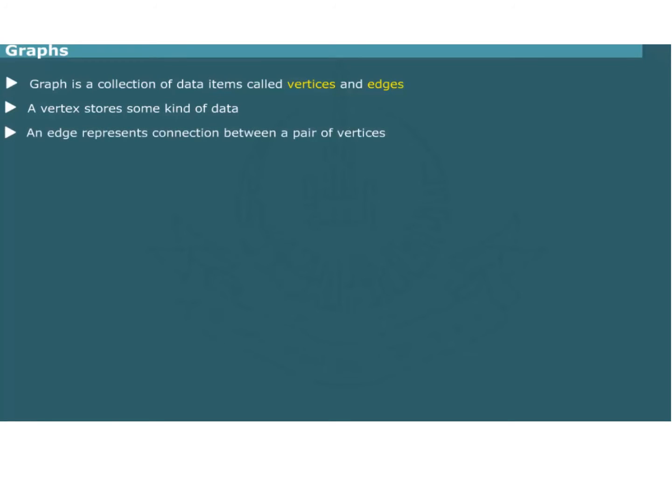Graph. A graph is a collection of data items called vertices and edges. A vertex stores some kind of data. An edge represents a connection between pairs of vertices. A vertex is sometimes referred to as a node or point. An edge is also termed as an arc.